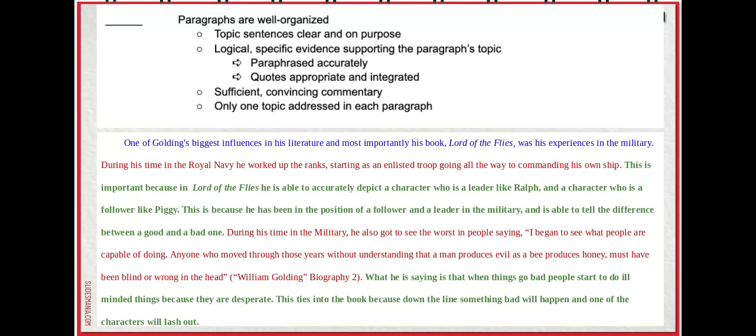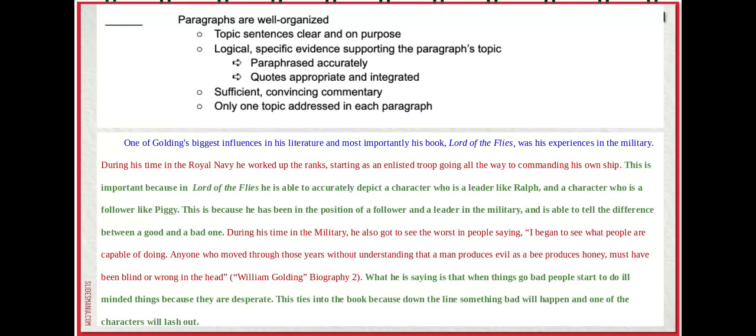During his time in the Royal Navy, he worked up the ranks, starting as an enlisted troop, going all the way to commanding his own ship. This is important because in Lord of the Flies, he is able to accurately depict a character who is a leader like Ralph, and a character who is a follower like Piggy. This is because he has been in the position of a follower and a leader in the military, and is able to tell the difference between a good and a bad one.